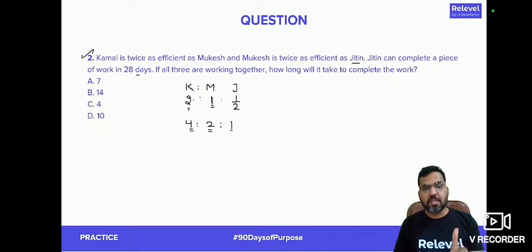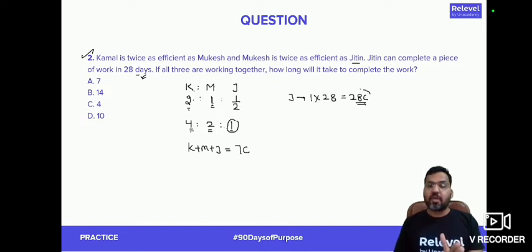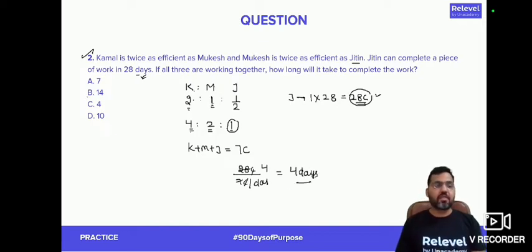Now, Jitin can complete a piece of work in 28 days. Jitin is eating 1 chocolate in a day. So at a speed of 1 chocolate per day, in 28 days, Jitin will be eating a total of 28 chocolates. If all three of them, K plus M plus J, are working together, they will eat 4 plus 2 plus 1, 7 chocolates. The total work you can see is 28 chocolates, and all three of them can eat 7 chocolates per day. So in how many days will they be able to eat all these 28 chocolates? They'll be able to eat all these 28 chocolates in 4 days, right? So therefore the answer to the question is option number C. This is the correct answer.